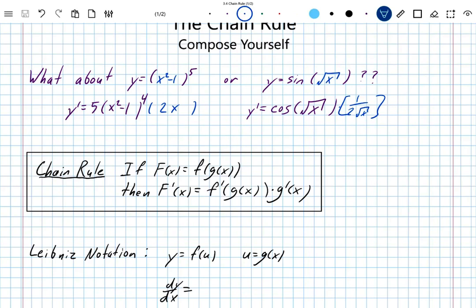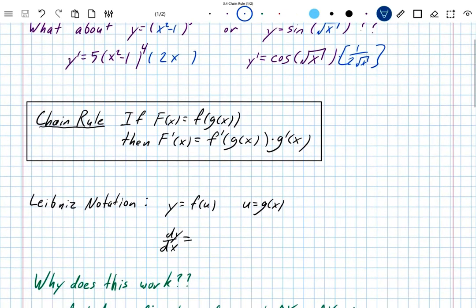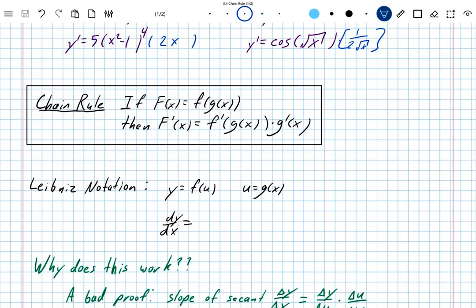All right, take a look at those, stare long and hard, try to make sense of them. I'm going to go ahead and move on to some notation that I don't necessarily expect you to memorize per se, but I think it's really helpful. So we could write this a different way using Leibniz notation. We could say, hey, I've got a function y, and it is f of u.